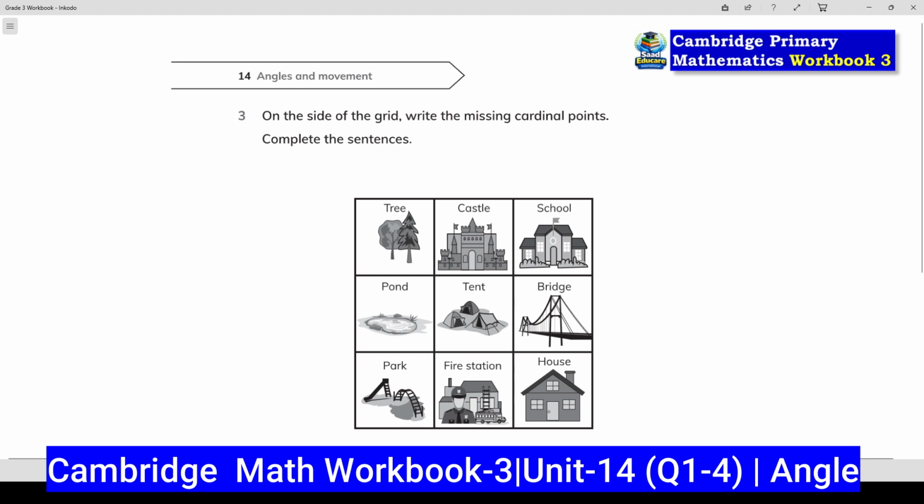Question 3. Question 3 is: on the side of the grid, write the missing cardinal points, complete the sentence.